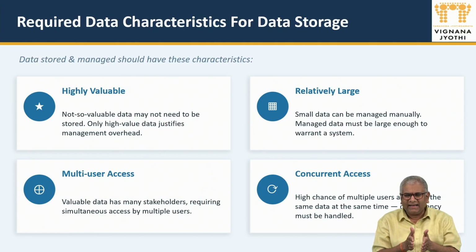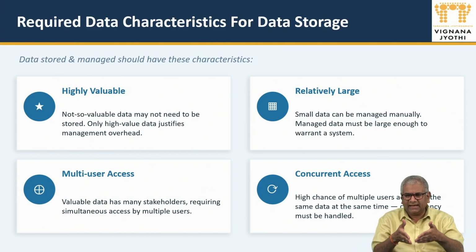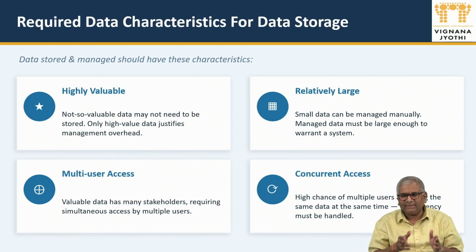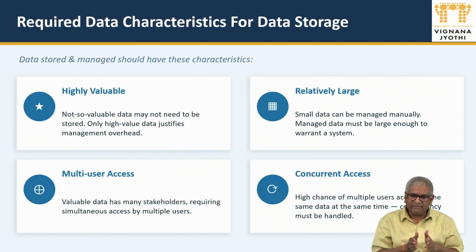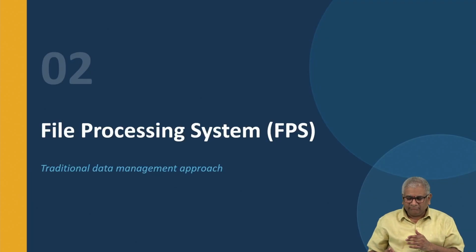So concurrent access means multiple people accessing the same data location. Highly valuable data, when it is relatively large and used by multiple users, is bound to have concurrent access at some point of time. May not be always, but definitely there is going to be, right? So that's pretty much about the characteristics of data.